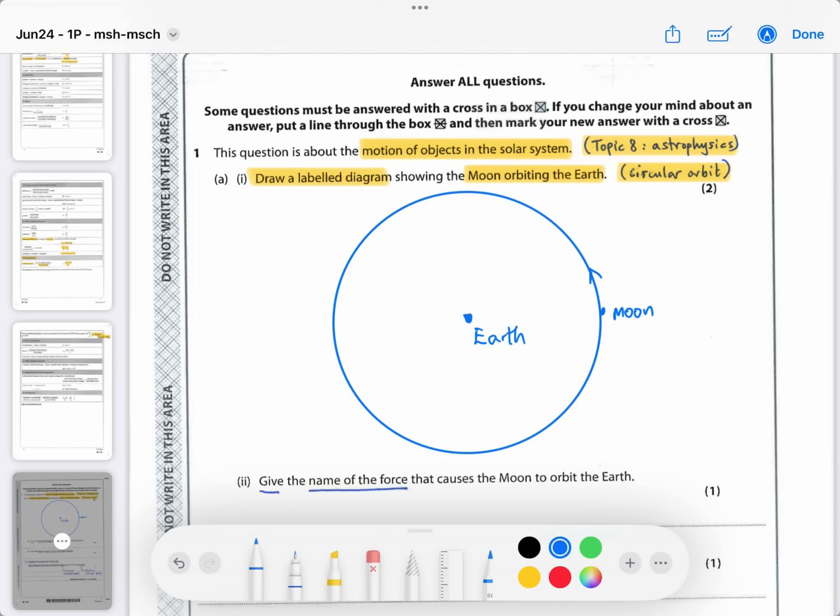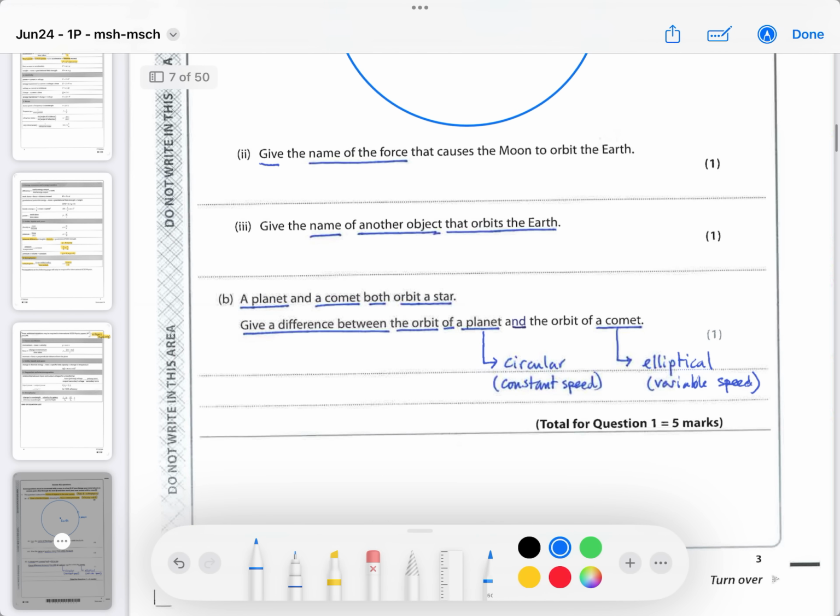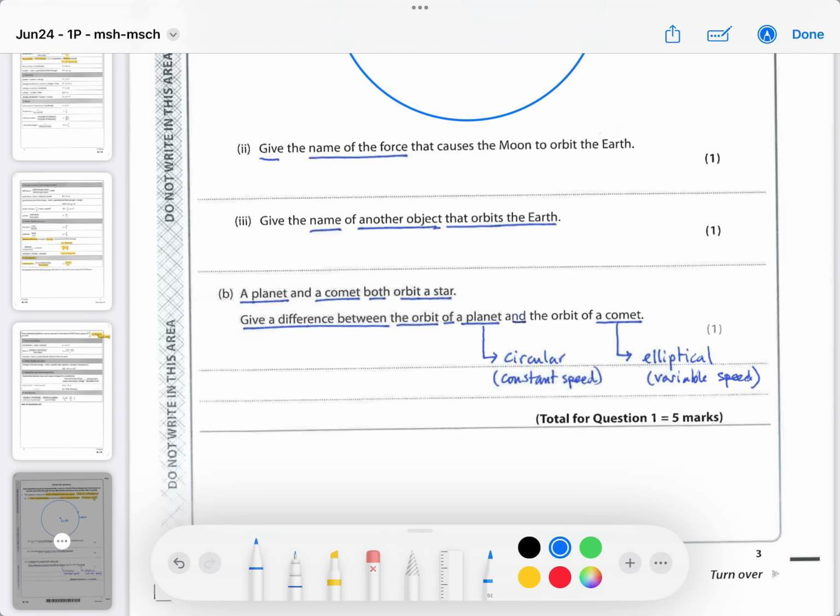So the Moon is constantly changing direction due to the gravitational force. So that's a circular orbit. Name the force. You just got to name the force that causes the Moon to orbit the Earth. Don't write gravity, yeah? Write gravitational force, or the force due to gravity. So you've got to put gravitational rather than gravity.